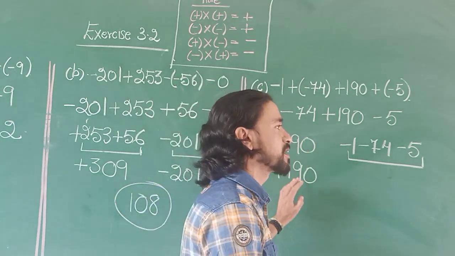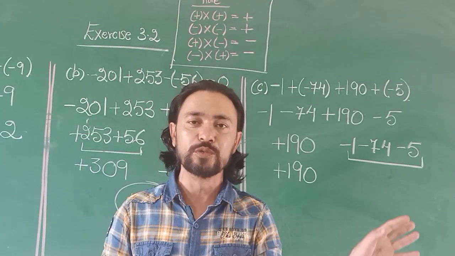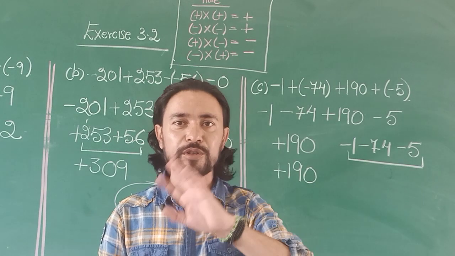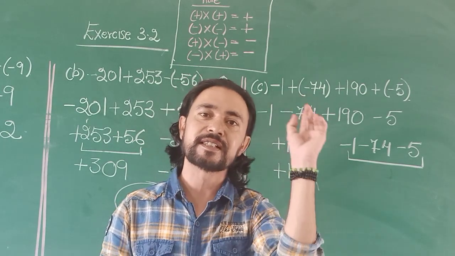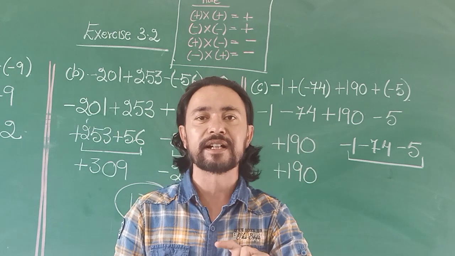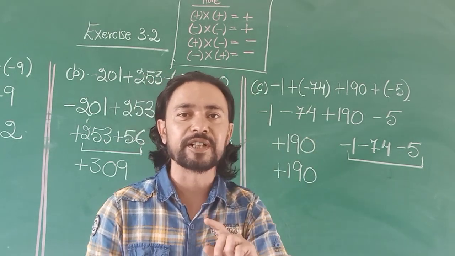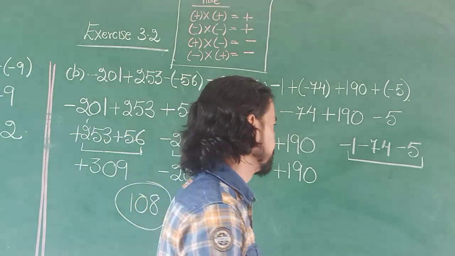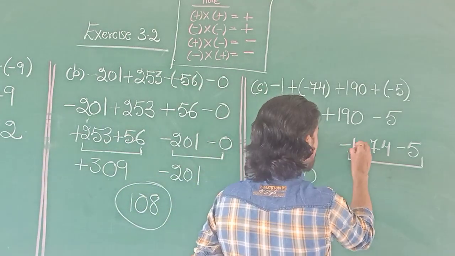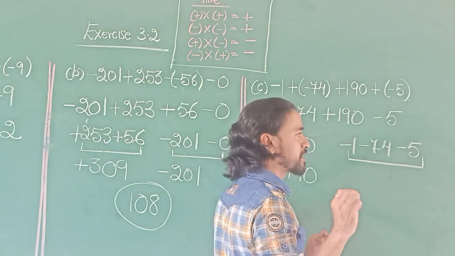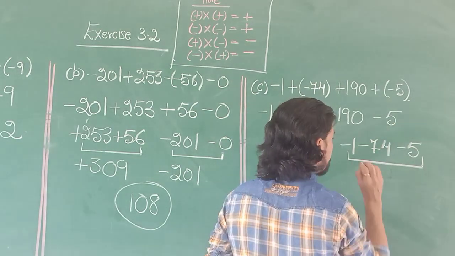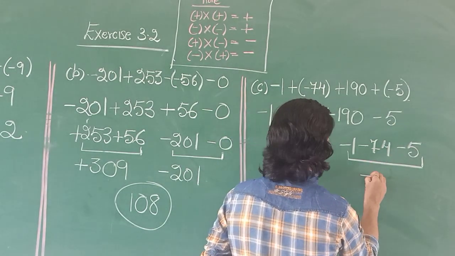Remember, here addition and subtraction takes a whole new meaning. There's no more that you're adding or subtracting. It is the signs that tell you to add or subtract. If the signs are the same, addition happens. If the signs are different, then subtraction happens. So minus 1 and minus 74 gives me minus 75. And minus 75 and minus 5 gives me minus 80.